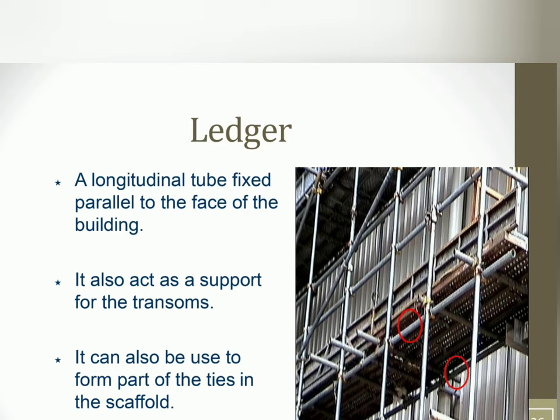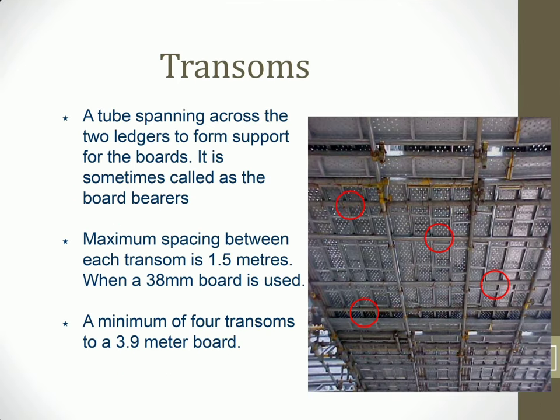We need to ensure at the workplace area the same transoms, a tube spanning across the two ledgers to form support for the boards. It is sometimes called the board bearers. Maximum spacing between each transom is 1.5 meters when a 38mm board is used. A minimum of 4 transoms to a 3.9 meter board area.